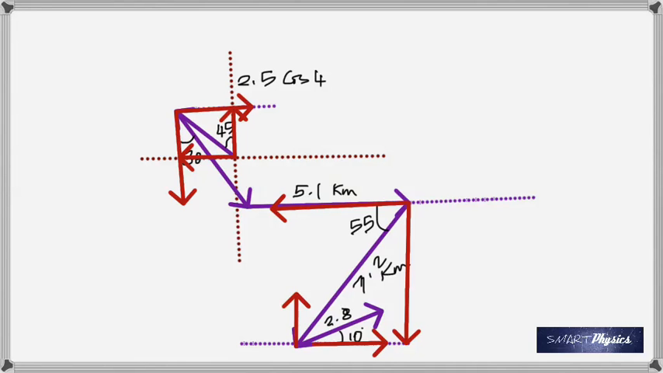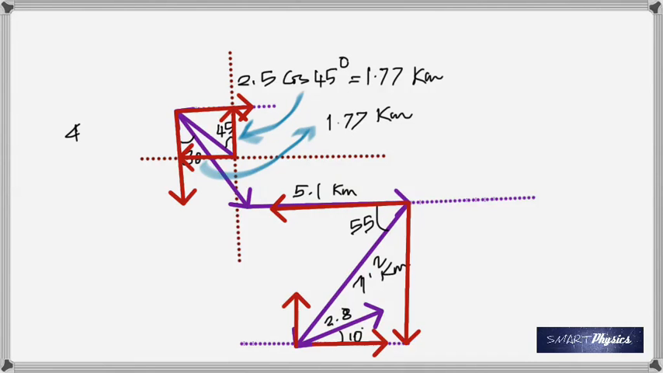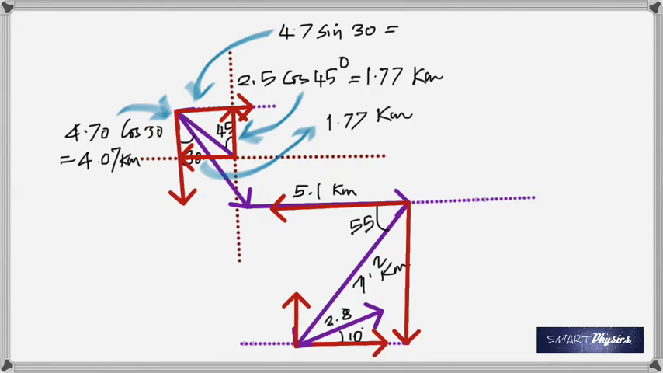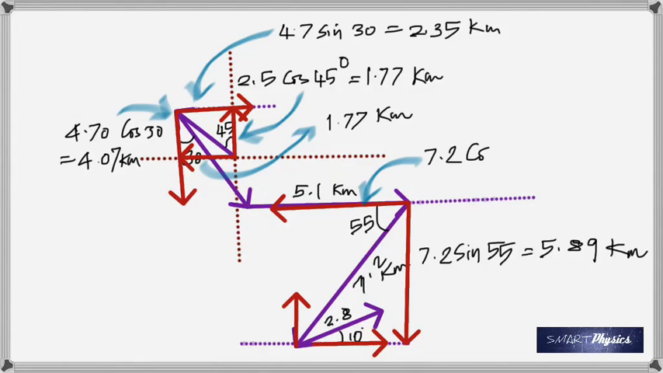This is 2.5 cos 45, which gives, I've got to speed that up, 1.77. And then this is also 1.77 because it's 2.5 sine 45, which will be the same. All right, and this component here is 4.7, because remember this is 4.7 and this angle is 30. So 4.7 cos 30, which is 4.07. And the other one is 4.7 sine 30. That's 2.35. Now, this one is 7.2, so this is 7.2 sine 55, which is 5.89, and this one is 7.2 cos 55, which is 4.13. And the last one, this is 2.8 cos 10.